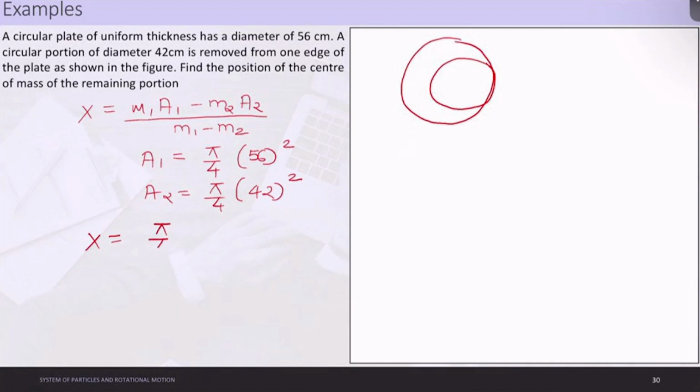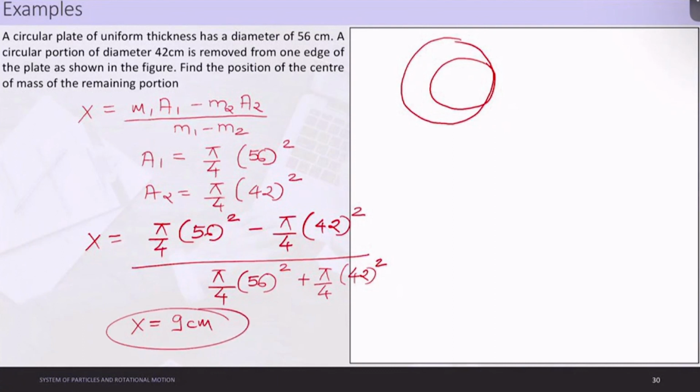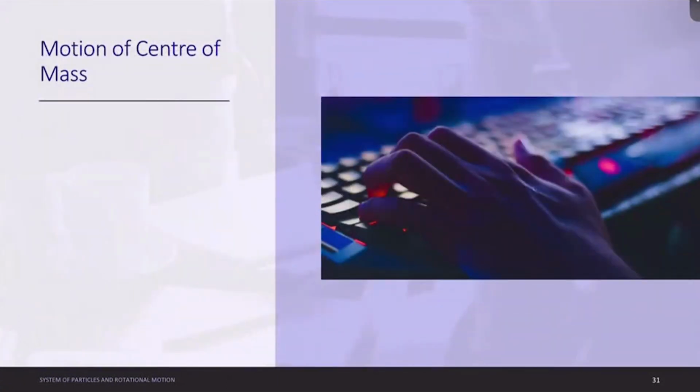Therefore, we can directly write the center of mass as pi by 4 into 56 squared minus pi by 4 into 42 squared upon pi by 4 into 56 squared plus pi by 4 into 42 squared. When you do the calculation here, finally you will get the answer as 9 centimeters. Basically, what is happening is that the center of mass of the system is being shifted towards the left hand side. That's how this question is implemented.